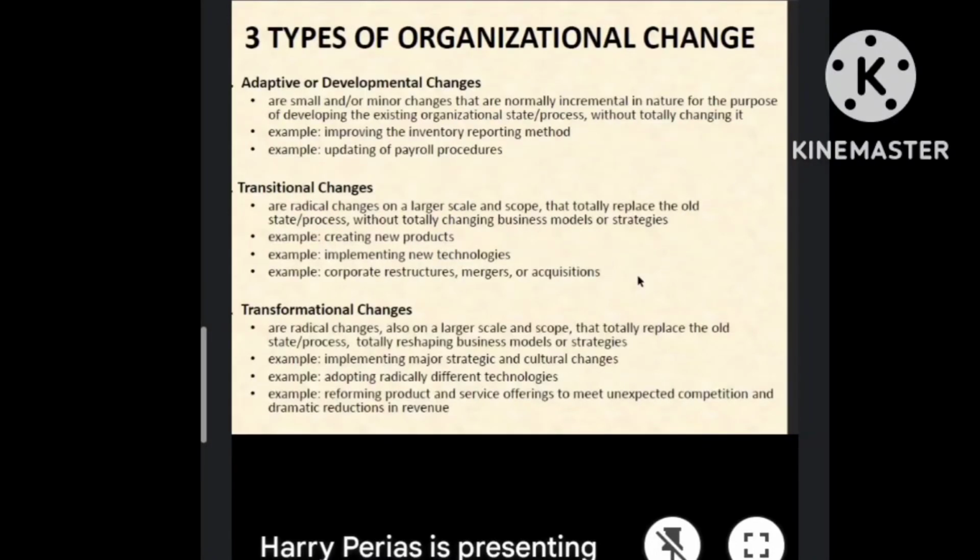So there are three types of organizational changes. So number one, the adaptive or the developmental changes. So these are small and or minor changes that are normally incremental in nature for the purpose of developing the existing organizational state or process without totally changing it. So ang example nito is improving the inventory reporting method and the updating of payroll procedures. So I'll expound here sa updating of payroll procedures.